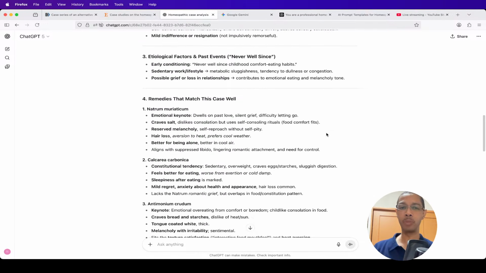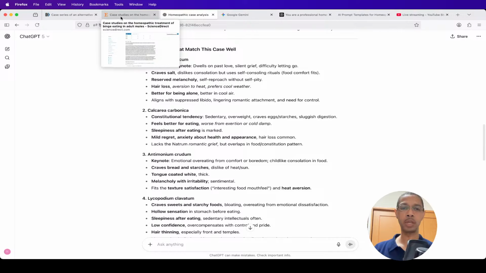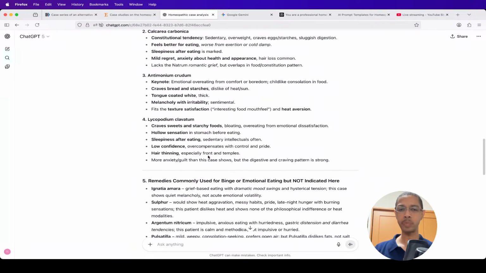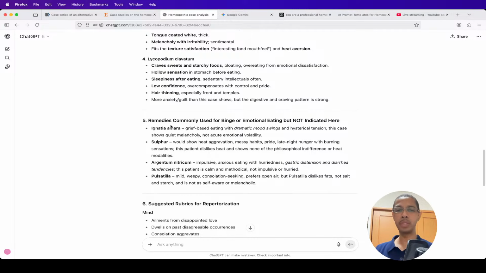And then the remedies that it chose this time for this case: the first one, it put Nat mur, as you saw that's what they prescribed. It chose Nat mur, Calc carb, Ammonium crudum, and Lycopodium for this case here. Now remember, this had also the contraindicated ones. So remedies commonly used for binge eating or emotional eating but are not indicated here. And so it chose Ignatia, Sulfur, Argentum nitricum, and Pulsatilla.